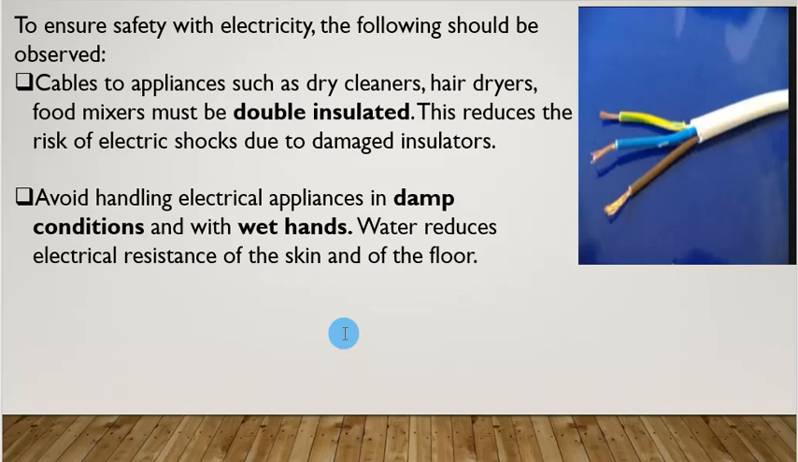Now what that means is that when you are in a damp condition, when you are wet and you come into contact with a live, instead of you getting an electric shock with only a current of 24 milliamps passing through your body, the current that will pass through your body will increase from 24 milliamps to 240 milliamps. Now that current is fatal.